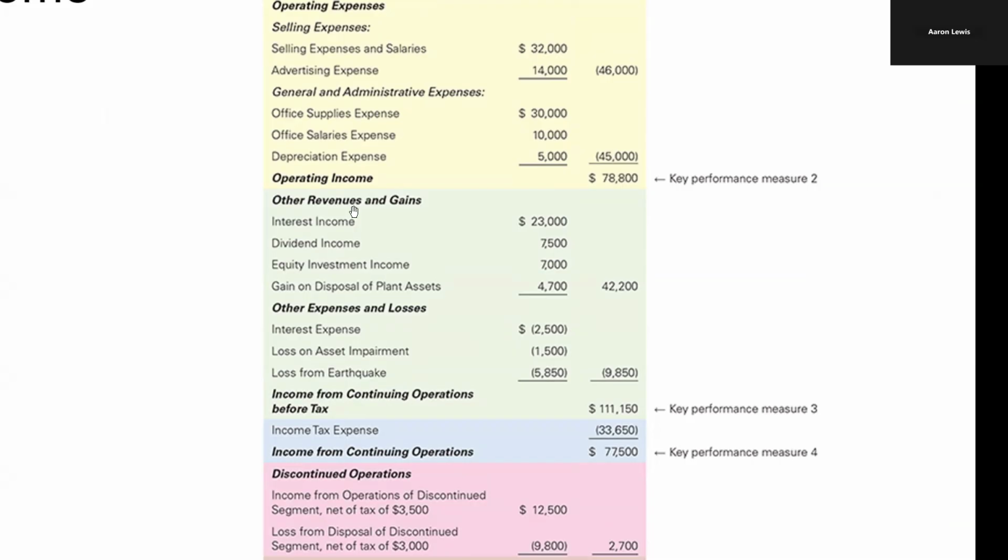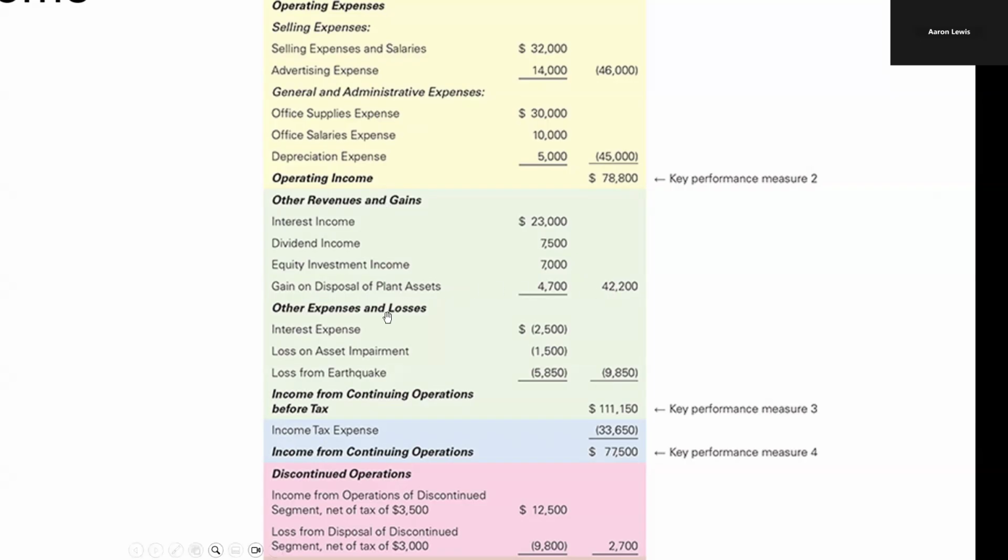What are their others? Well, things outside their normal realm of what they do. This company manufactures and sells products. They're not an investment firm. So any revenue streams that they had from investments, like interest income, dividend income, equity investment income, all those things would be others. They're outside of core operation. They also had a rather large gain on the disposal of plant assets, so they must have sold equipment or something along those lines. But all in all, their other revenues and gains increased their overall profitability by $42,200.